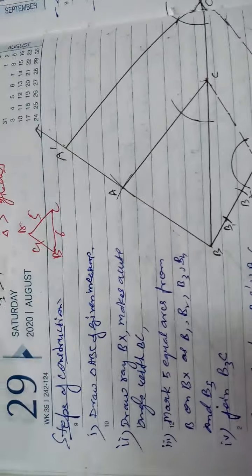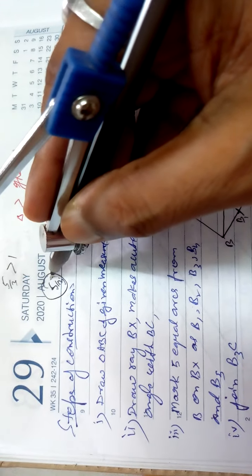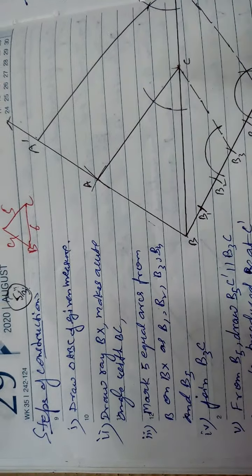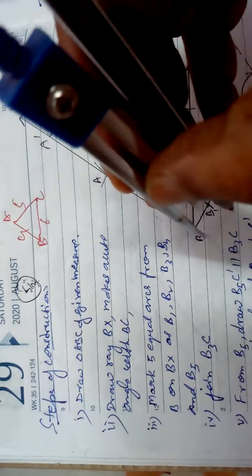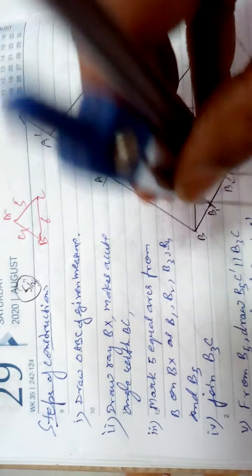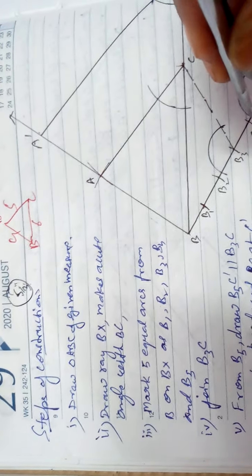Why 5? 5 by 3 is given. So which is greater out of numerator and denominator? That is the number of parts on BX. It is given in the numerator or denominator, no matter. So you draw 5 parts: first, second with equal radius, third, fourth, fifth.